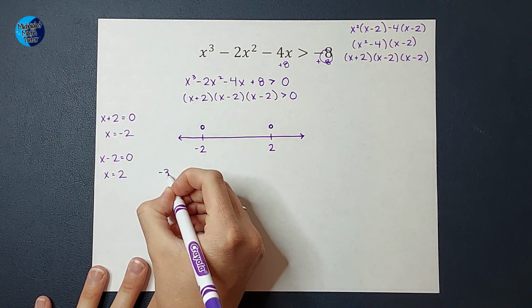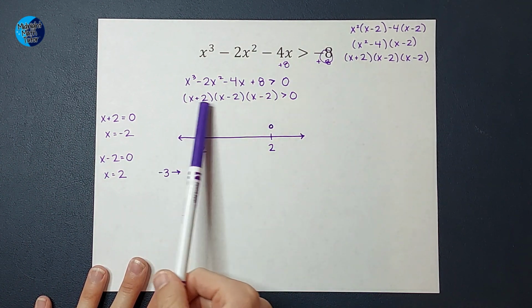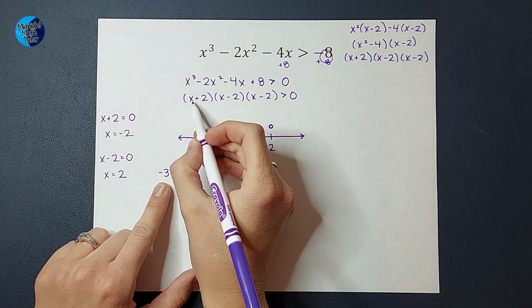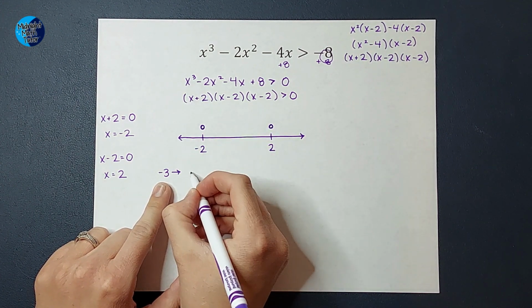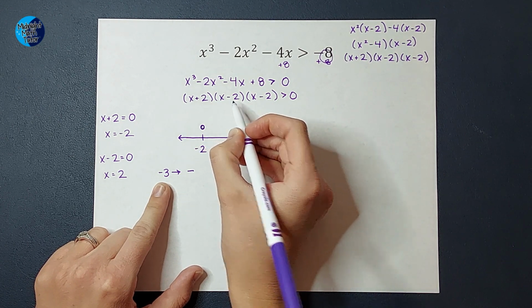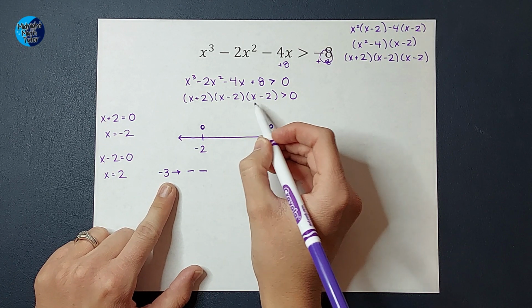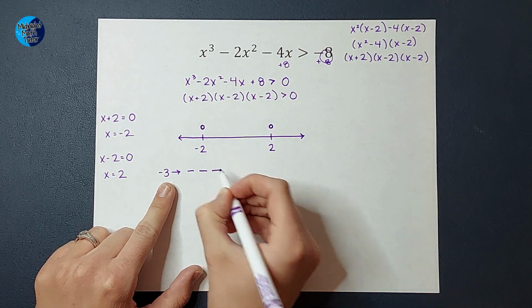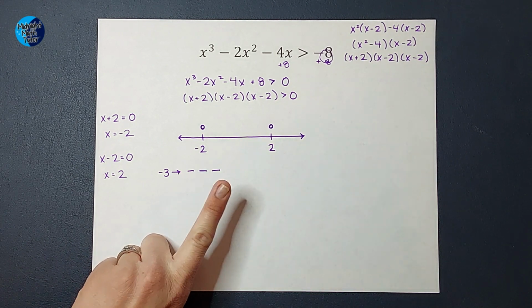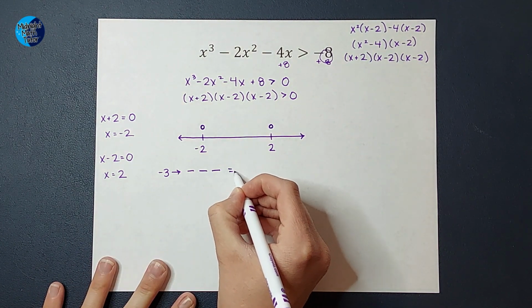So if I plug in negative 3 to this, I'm not too worried right now about what the actual number answer would be. I just want to know if it's going to be positive or negative, okay? So if I plug in negative 3, I would get negative 3 plus 2, which would give me a negative, right? If I do negative 3 minus 2, that would give me another negative, and if I do negative 3 minus 2 again, that would give me another negative, okay? Negative times a negative gives me a positive. Positive times a negative gives me a negative, okay?